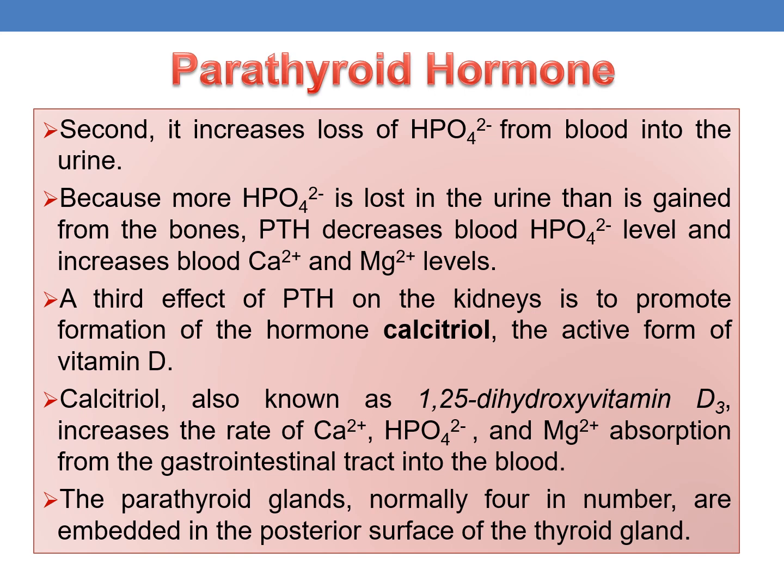A third effect of parathyroid hormone on the kidneys is to promote the formation of the hormone calcitriol, the active form of vitamin D. Calcitriol, also known as 1,25-dihydroxyvitamin D3, increases the rate of calcium, phosphate and magnesium absorption from the gastrointestinal tract into the blood. And the parathyroid glands, normally 4 in number, are embedded in the posterior surface of the thyroid gland.